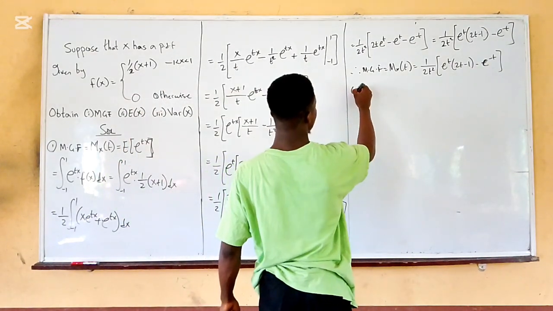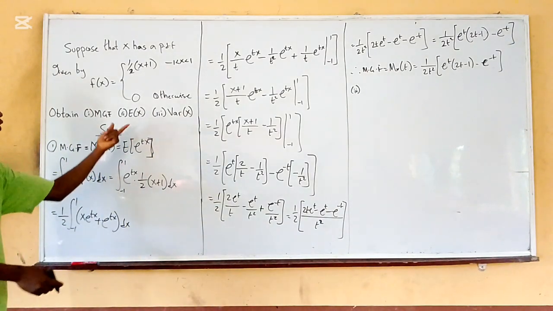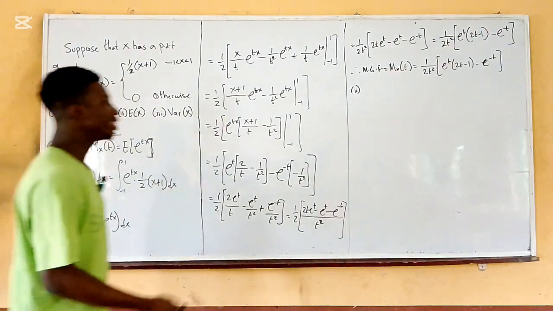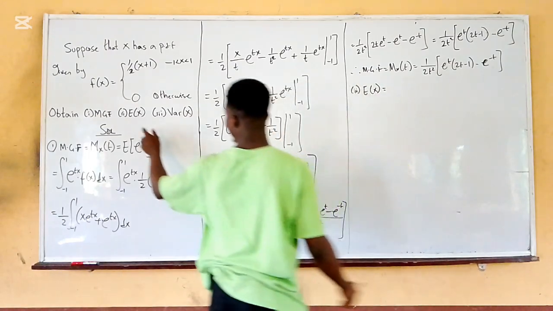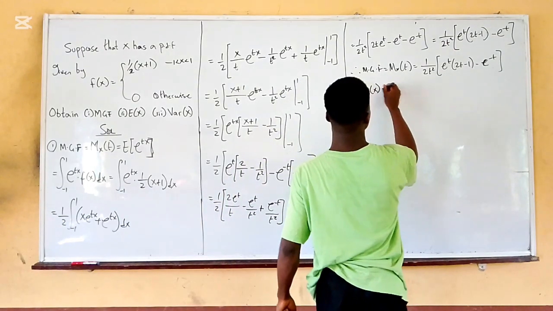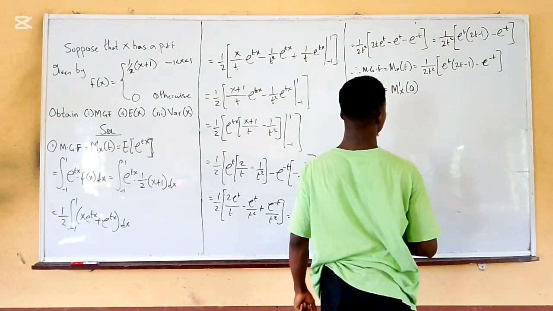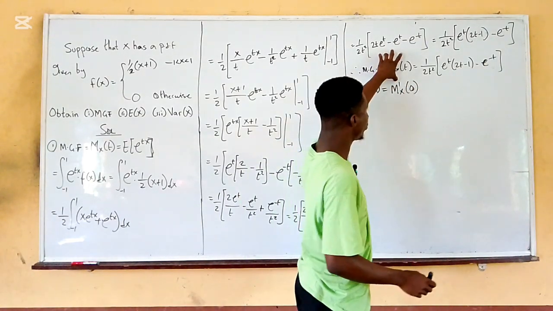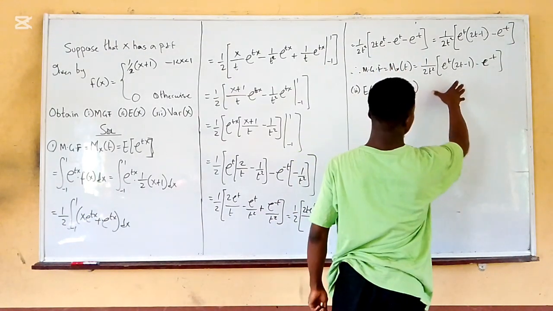E of x simply means your expectation of x. E means expectation. So E of x simply means expectation of x, and remember that expectation of x is our mean. Anytime you have to look for your E of x, it simply means the first differentiation of your MGF when you set t equal to 0. That is M prime x of 0. I'll take my MGF and differentiate once, and after differentiating, anywhere I see t, I'll put 0.